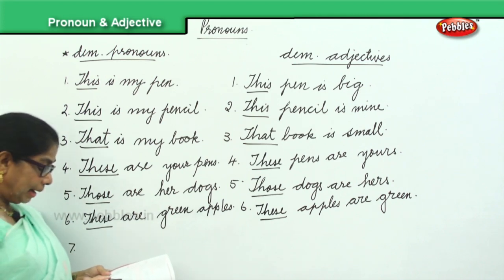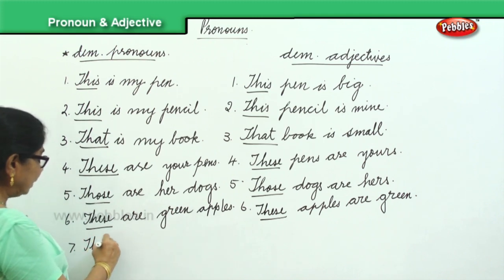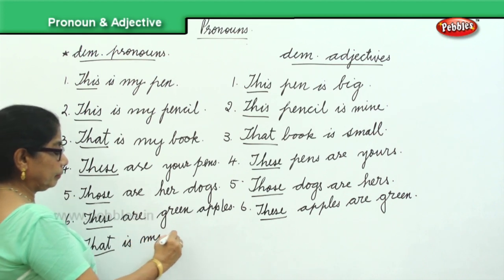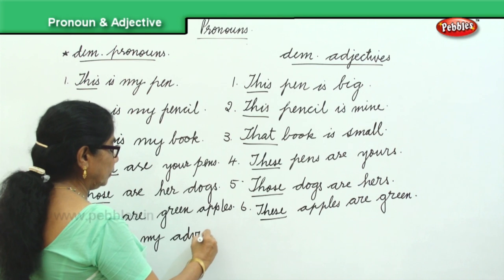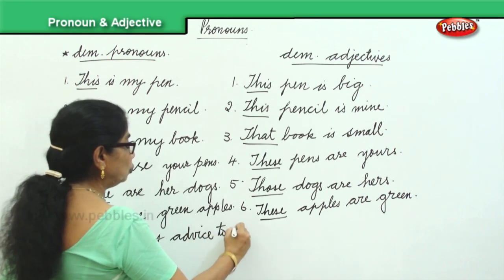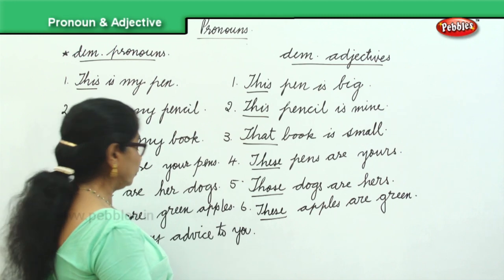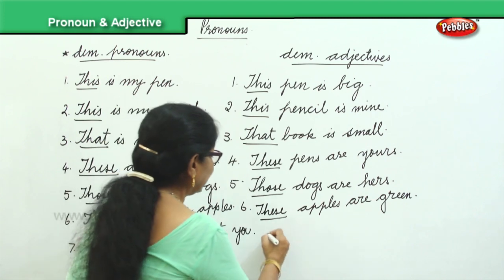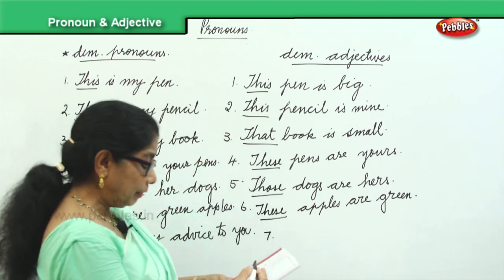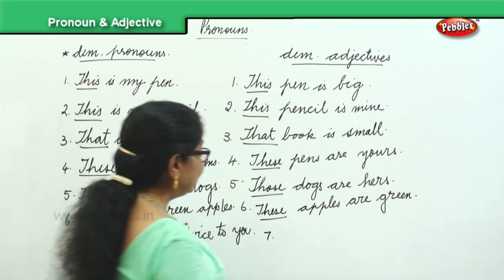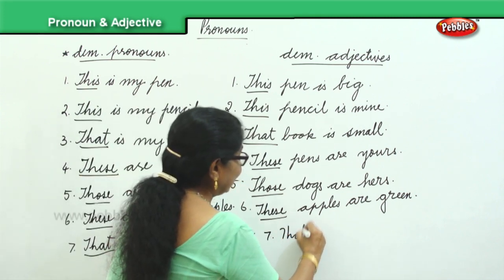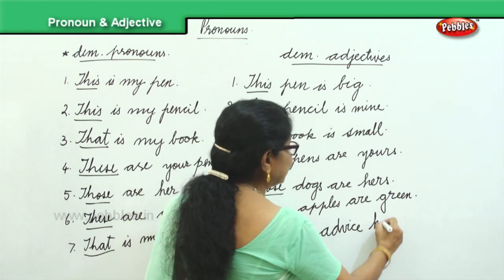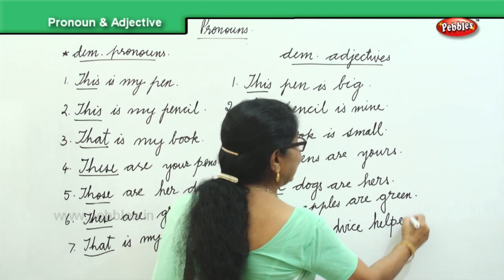That is my advice to you. That's my advice to you. Okay? That is my advice to you. Now, in the demonstrative adjective, it becomes that advice helped me.